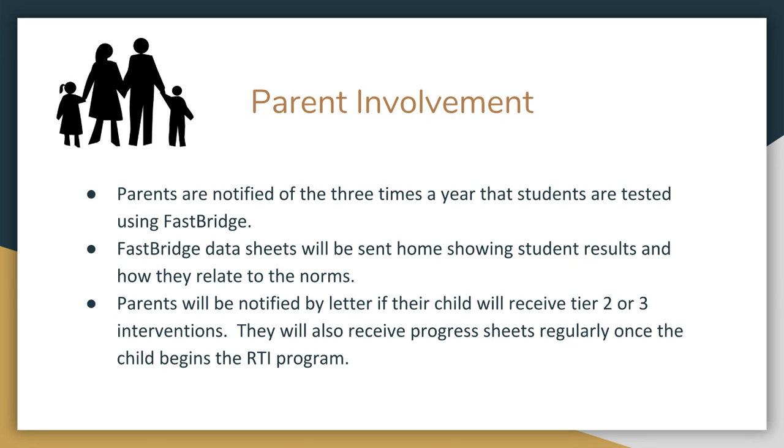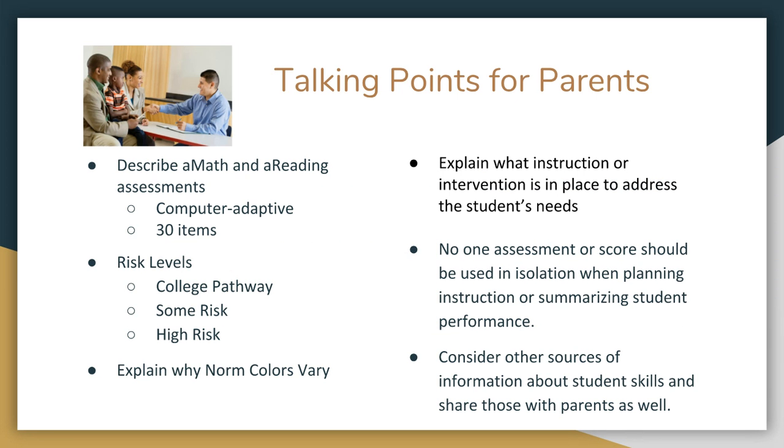Parent involvement is very important in the process of RTI. Parents will be notified 3 times a year that their students are being tested using FastBridge. The FastBridge data sheets will be sent home showing the students' results and how they relate to the norms. Parents will be notified by letter if their child will receive Tier 2 or 3 interventions. They will also receive progress sheets regularly once the child begins the RTI program. Parent involvement is very important in this process so that parents know what their child needs help with at home so that they can also continue to give them support at home.